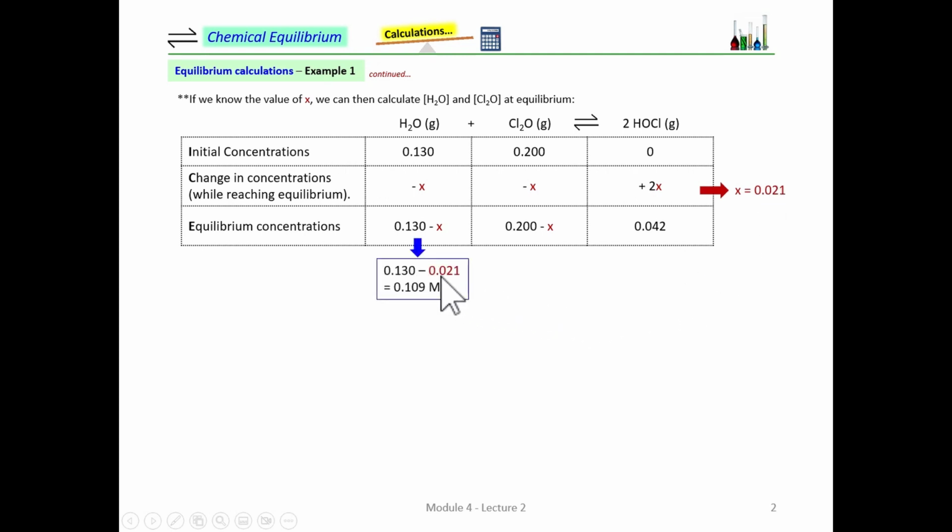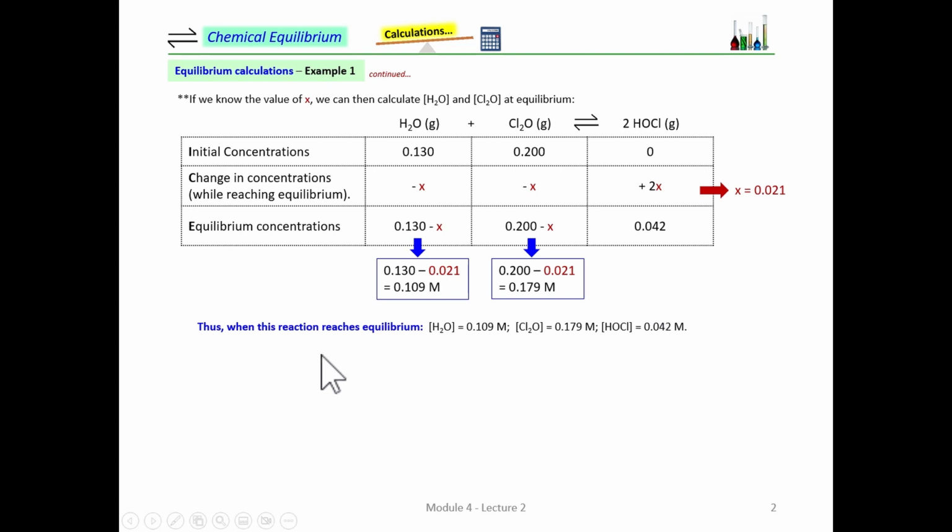0.021, that means we can solve for the equilibrium concentration of water. It's 0.13 minus X, or 0.109 molar. The concentration of dichlorine oxide at equilibrium is 0.179. And we know, of course, the concentration of HOCl is 0.042. So when this reaction does reach equilibrium, here are the concentrations. At this point, we've done most of the problem. At this point, we're ready to calculate the equilibrium constant Kc because we have the concentrations of all reactants and the product at equilibrium.